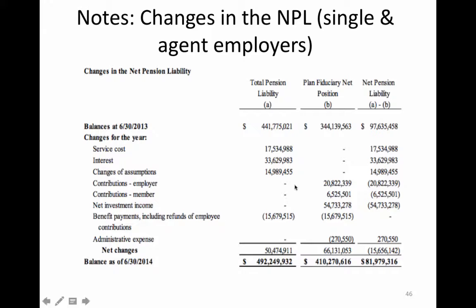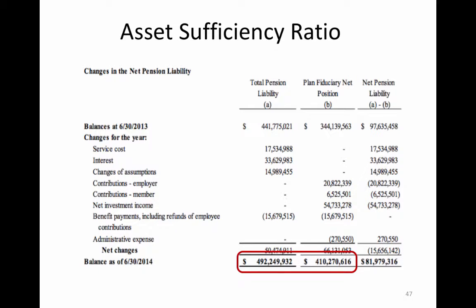So this is really potentially valuable information showing you what's driving changes. Did it increase or decrease, and why? And you have the possibility of calculating a lot of different ratios from this information. First and foremost is the asset sufficiency ratio, which is showing the degree to which the assets in the plan as of the measurement date are sufficient to pay for the liability. And so what you do is you divide plan net position by the total pension liability, and in this case it gives you a ratio of 83%.